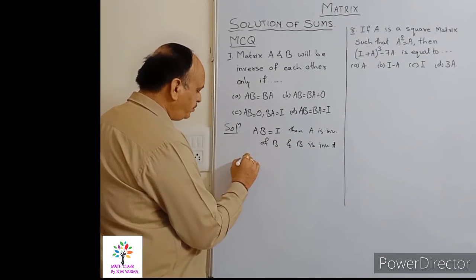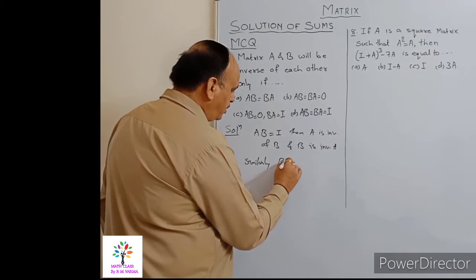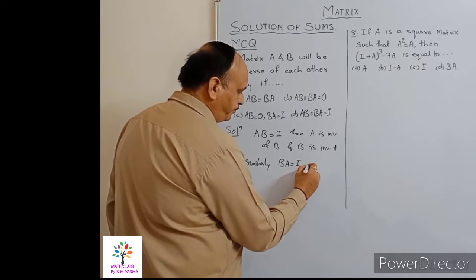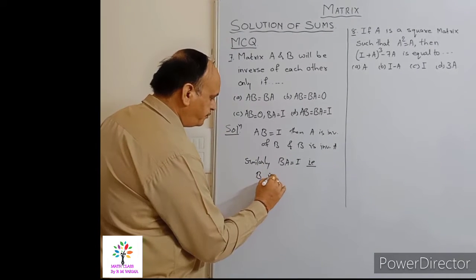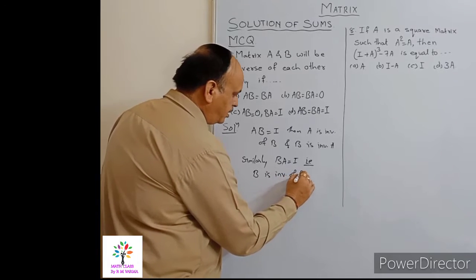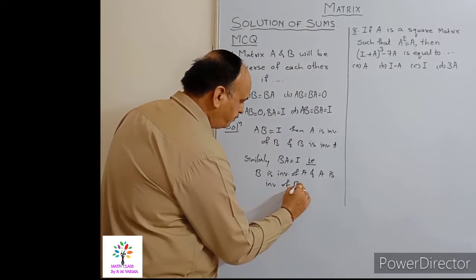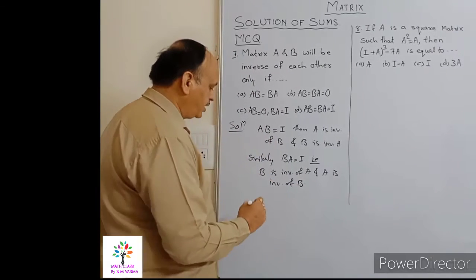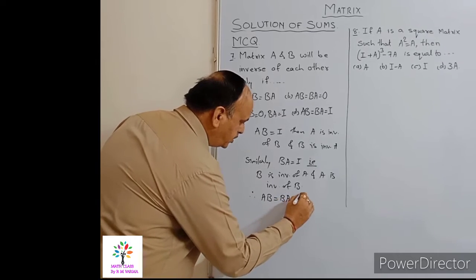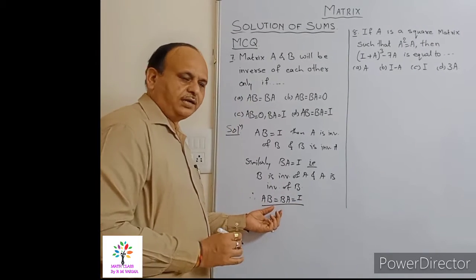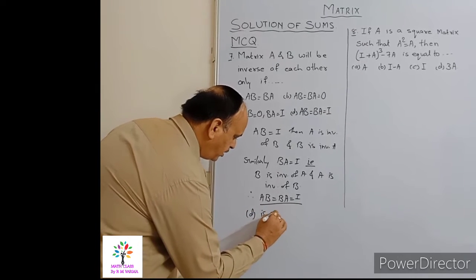Similarly, BA equals I. That means B is inverse of A and A is inverse of B. From these two things, we can say that therefore AB equals BA equals I should be the correct answer. That means option D. So D is our correct option.